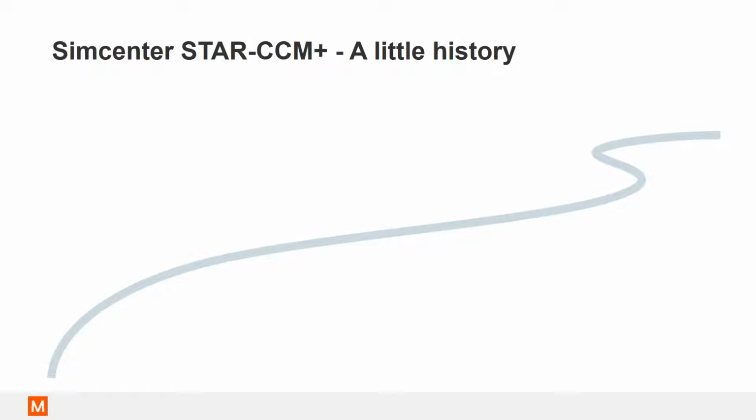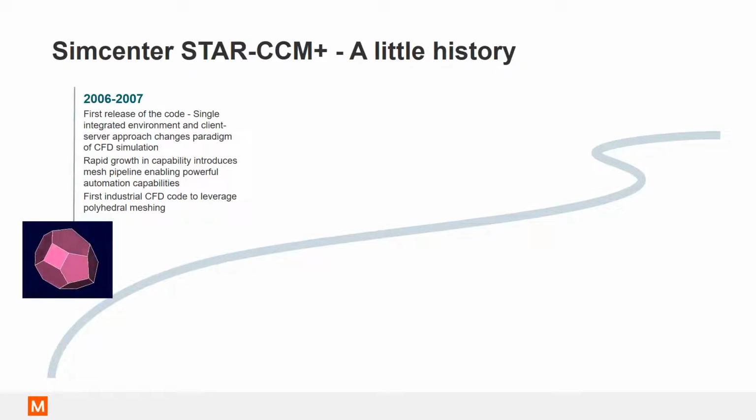Now, SimCenter Star CCM Plus was founded 15 years ago, and in terms of industrial CFD, 15 years is not a very long time. Now, the first version was released in 2006 with its single integrated environment and client-server approach. Now, this was the real shift in how CFD was done. From the start, there has been a rapid growth in capabilities, and one of the first things that was introduced was the mesh pipeline. It also became the first industrial CFD code to leverage polyhedral meshing.